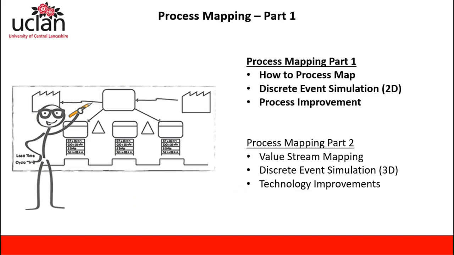So that concludes the process mapping part 1 video, and we look forward to hopefully seeing you for the second video, part 2 of process mapping, where we'll be focusing more on value stream mapping. We'll be using some 3D discrete event simulation to highlight some of the differences and improvements that we can achieve using either robotics or automation or even just changing the layout or routes of where people can go in light of social distancing, and also look at some technology improvements which can also help improve the process and again also help with some of those social distancing challenges that we're facing in today's current climate.